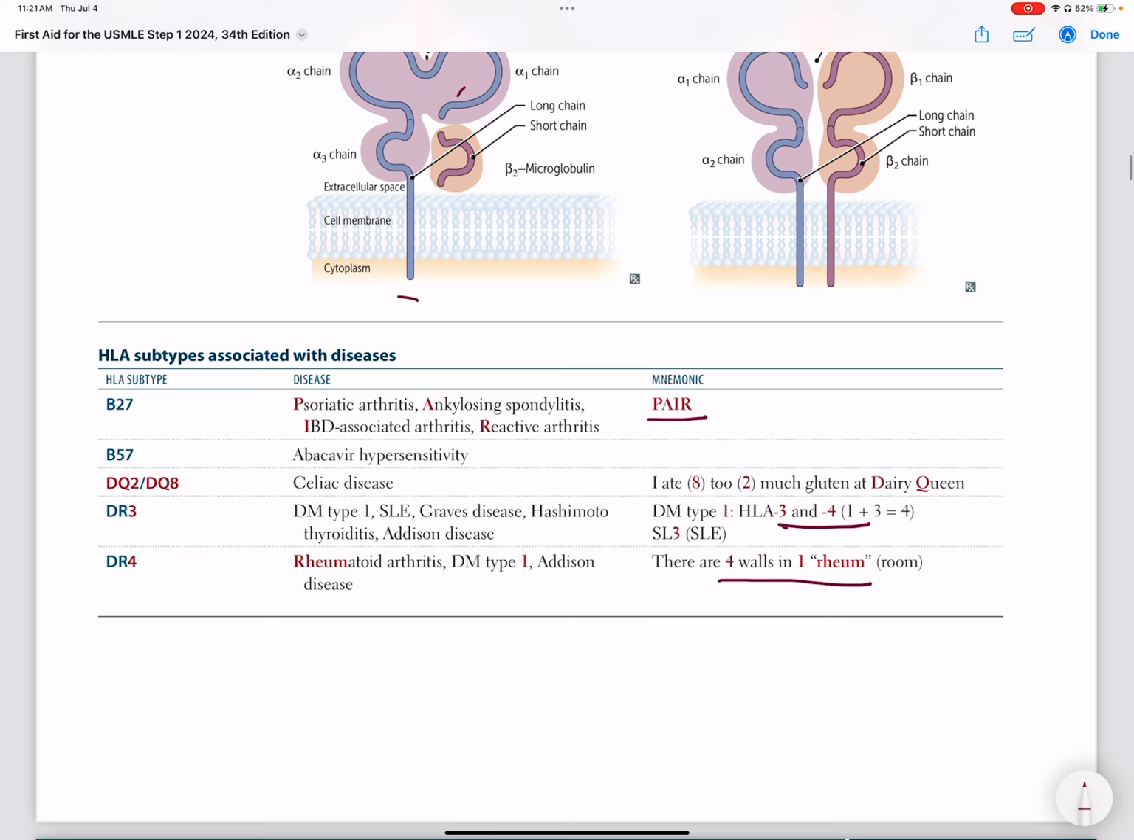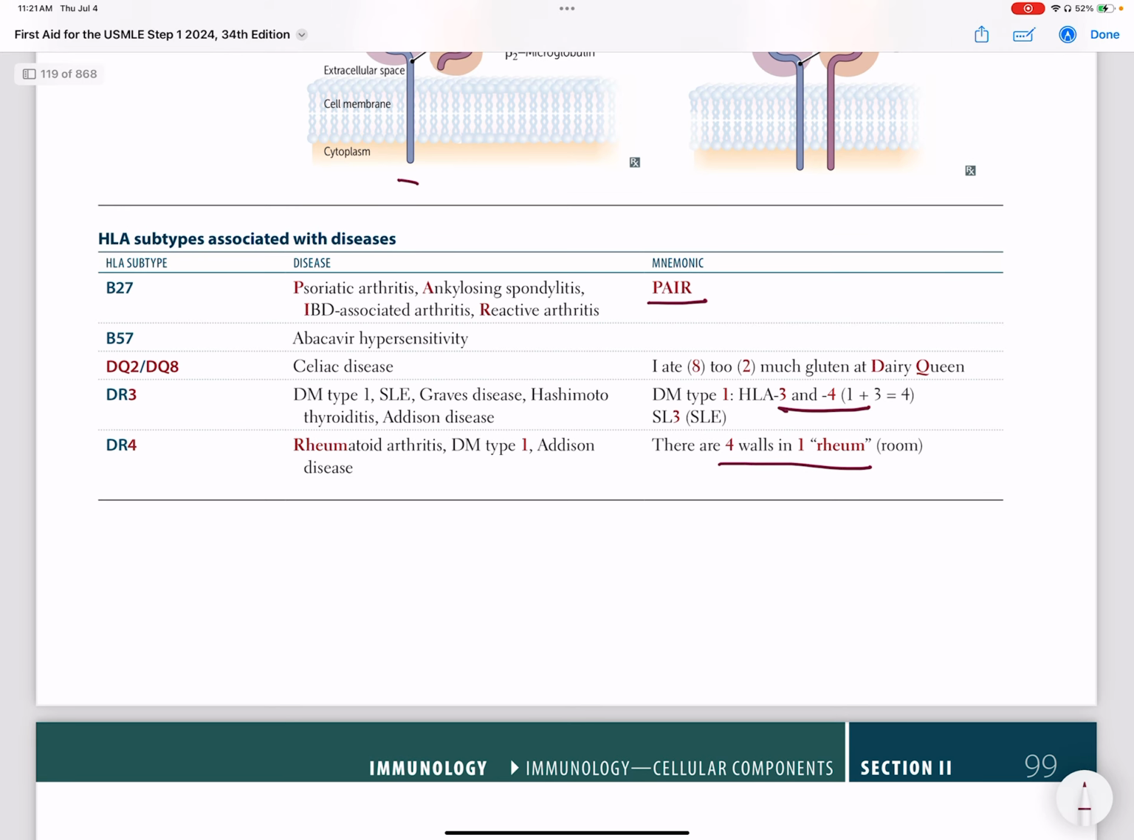HLA subtypes associated with diseases. B27 is associated with psoriatic arthritis, ankylosing spondylitis, IBD-associated arthritis, and reactive arthritis, that is the PAIR. B57 is associated with abacavir hypersensitivity. DQ2 or DQ8 is associated with celiac disease.